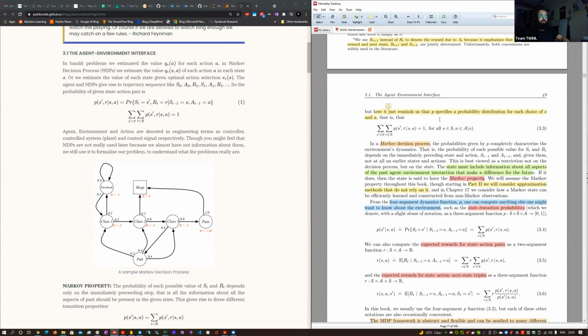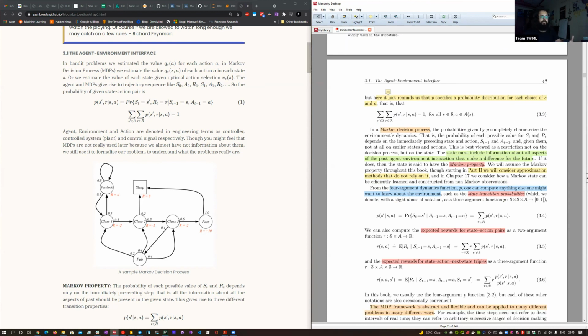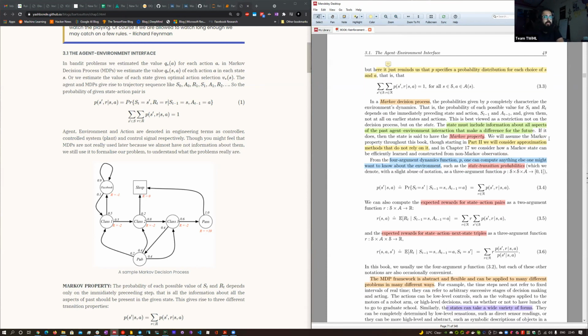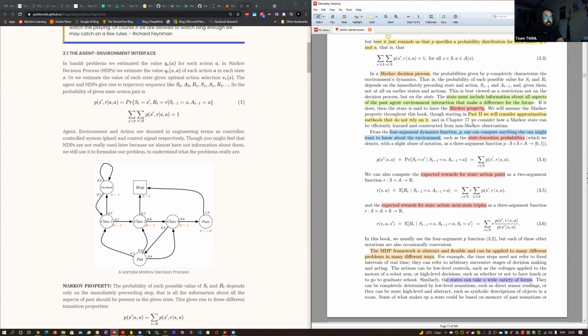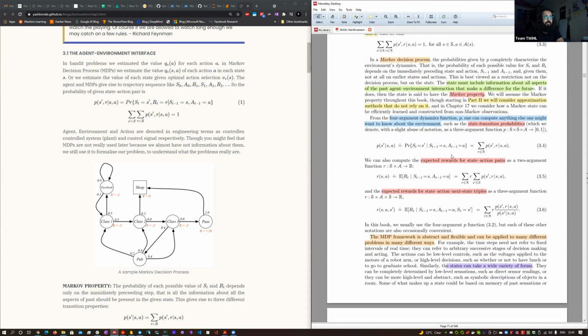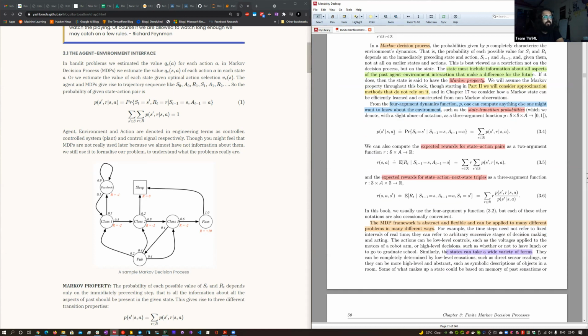Yep, 3.3 is for the continuous domain. For the discrete, we can replace this s by s plus, which denotes notation in the discrete space. This is the continuous space that we look at in equation 3.3. Next, we have the Markovian property, and we will take a look at approximation methods later. Then we had the four-argument dynamics function.